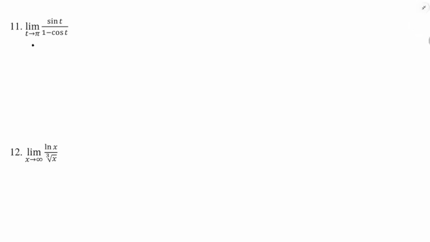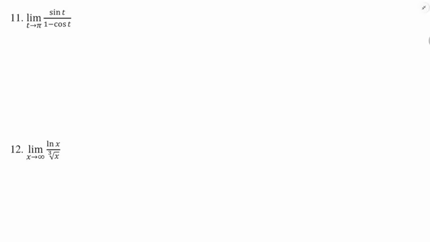All right, number 11 has got sine of t over 1 minus cosine t as t is approaching pi. And so I'm seeing that, oh goodness, I had some wrong work. But we're seeing the numerator is going to 0, right? Sine of pi is 0. The denominator is not going to 0, though, because cosine of pi is -1, and I have 1 minus -1, which is going to be 2.